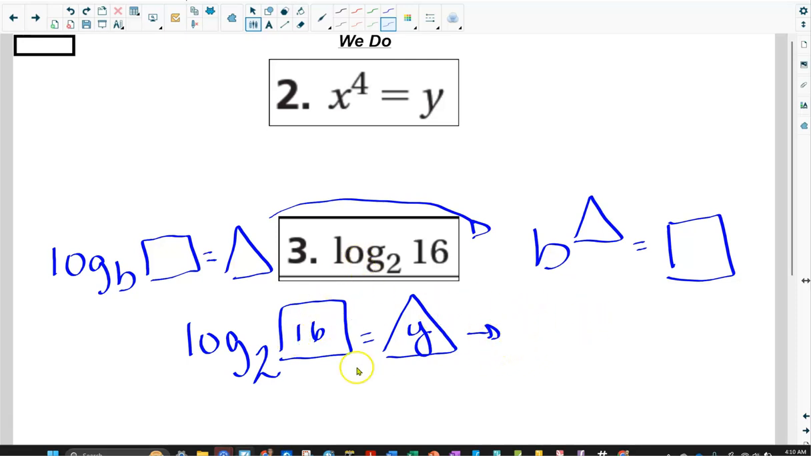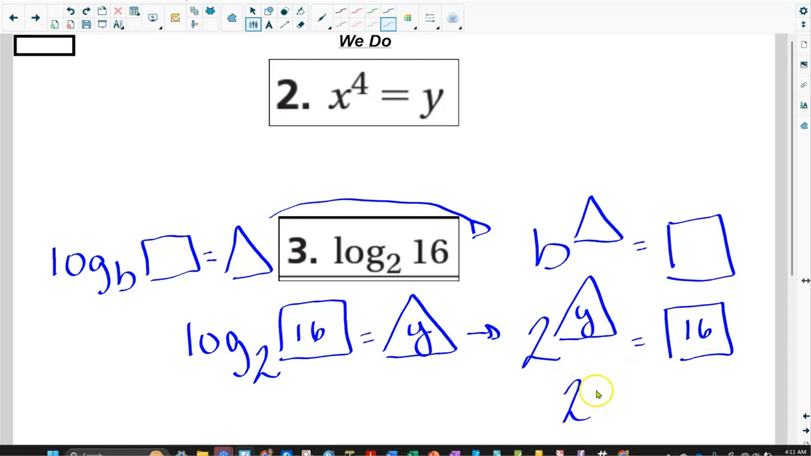So now let's turn it into an exponential. I'm going to have my base, which is 2. I need a triangle. So who's in the triangle? The y equals the square. Who's in the square? The 16. And there we have it. We can clean it up now and say 2 exponent y equals 16. Now you can do a lot of cool math with this stuff, but we've got to keep it simple for your CBA, and then we'll expand on it later.